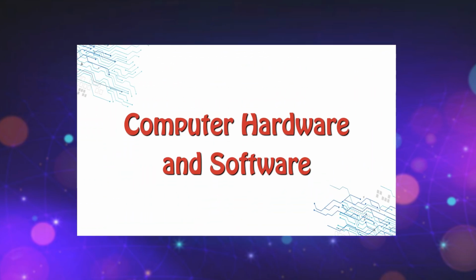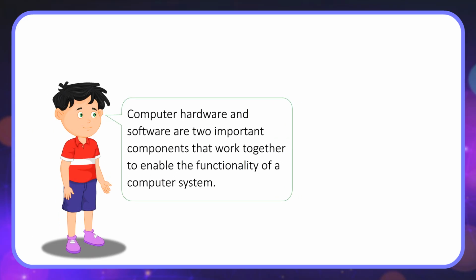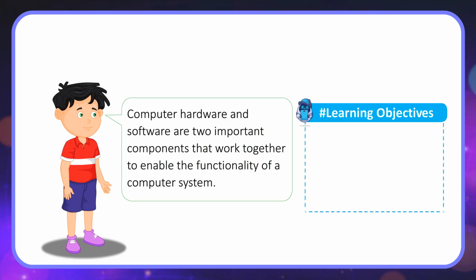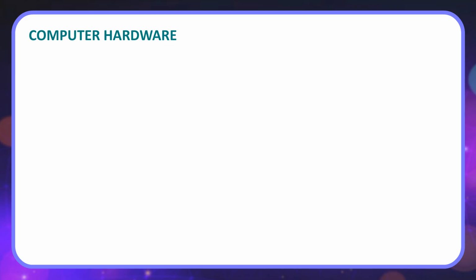Computer hardware and software. Computer hardware and software are two important components that work together to enable the functionality of a computer system. Learning objectives. Computer hardware. Computer software.